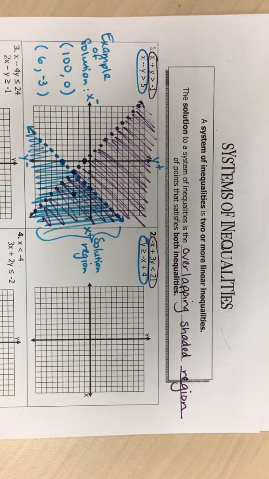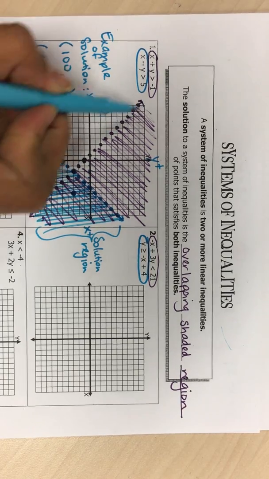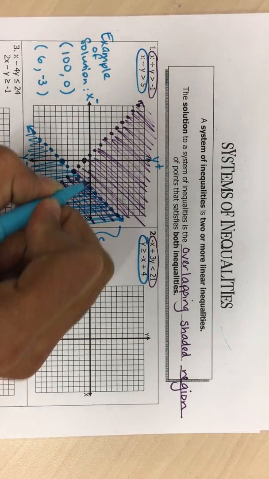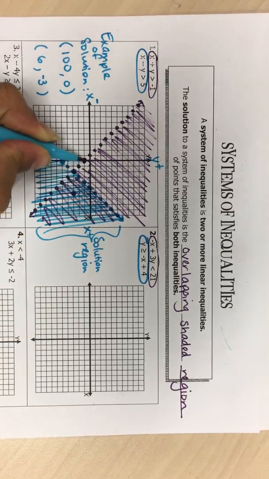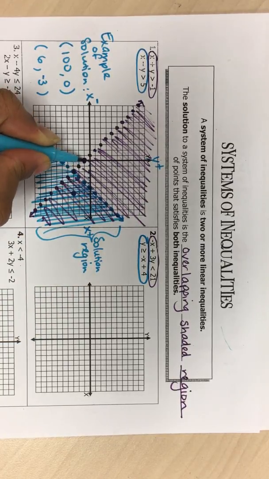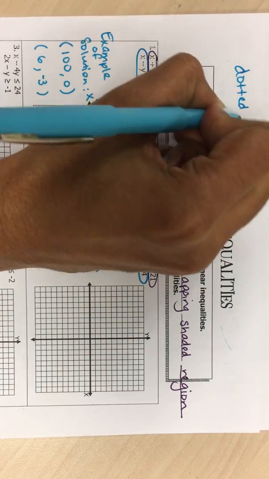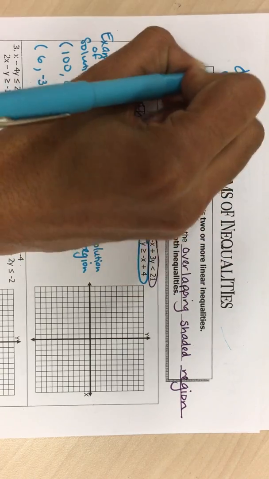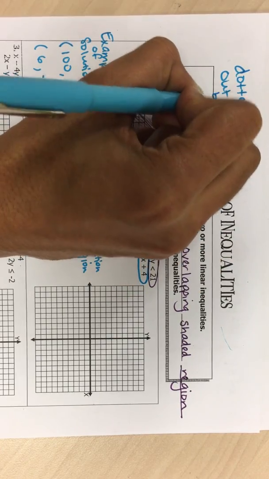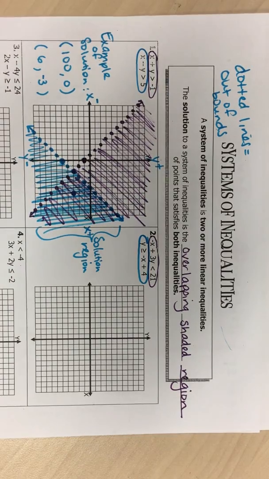One more point I'd like to make. Do you remember when we first introduced linear inequalities, we were discussing on the line or on the dotted line and on the solid line? So notice this is 2 dotted lines. Is that part of my solution set? The answer is no. Dotted lines are out of bounds.